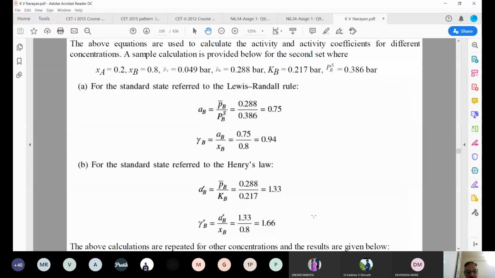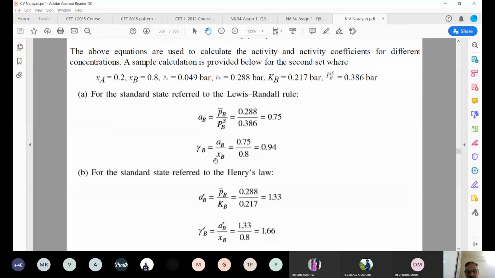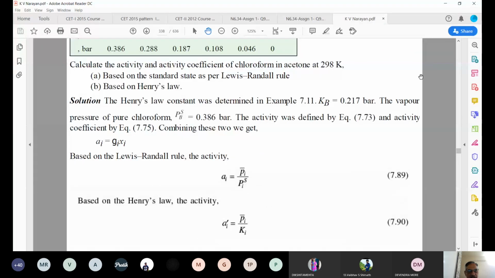ठीक है. So you can do this calculation for all the values. ये सैंपल दिया है इसने एक पॉइंट के लिए, बट जितने भी डेटा पॉइंट्स हैं यहाँ पर उसके लिए हम कर सकते हैं.